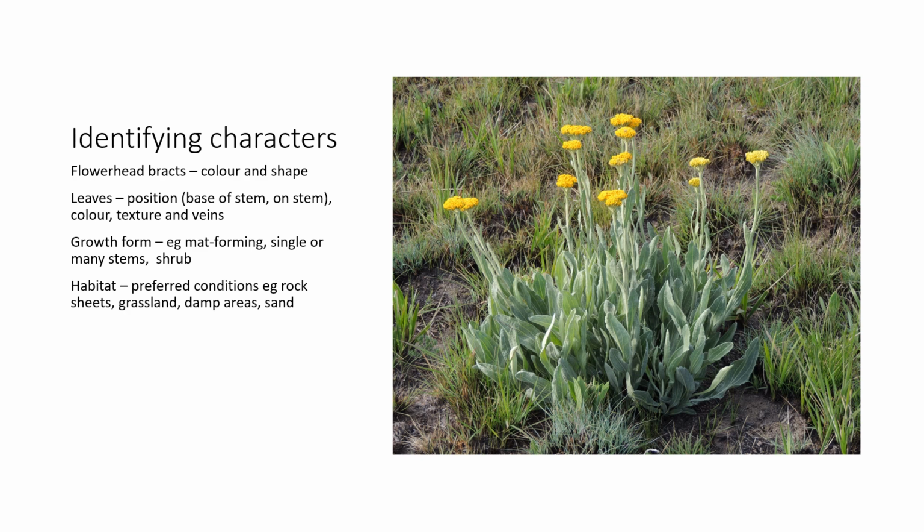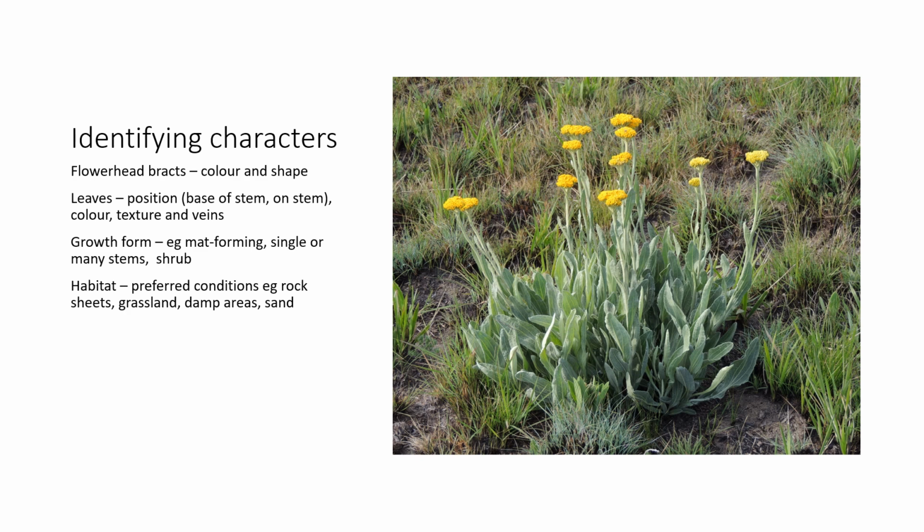It's very important to look at other features, such as the leaves, growth form, and habitat. The flower head bracts are the most eye-catching aspect of the plant, but it's very important to look at the leaves, their position. For example, are they at the base of the stem, or are they all the way up the stem? The color, the texture, how hairy they are, whether the veins are visible or not.